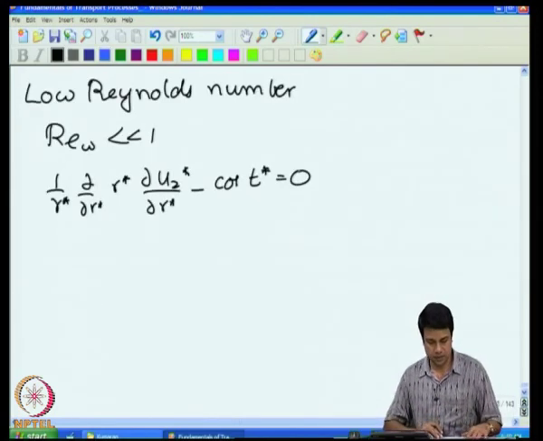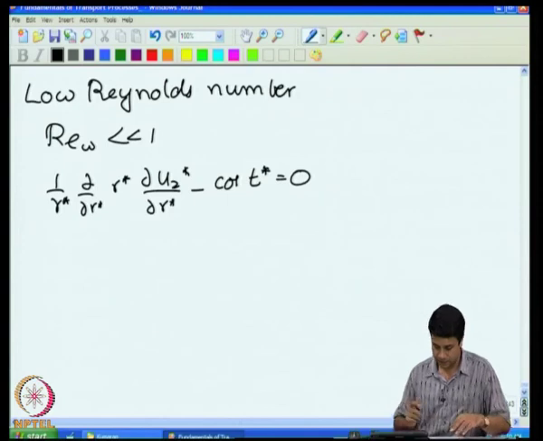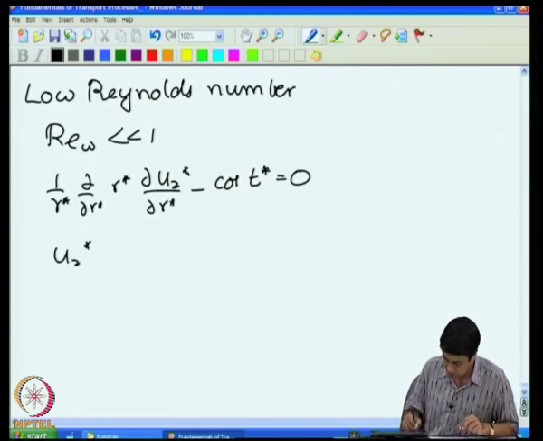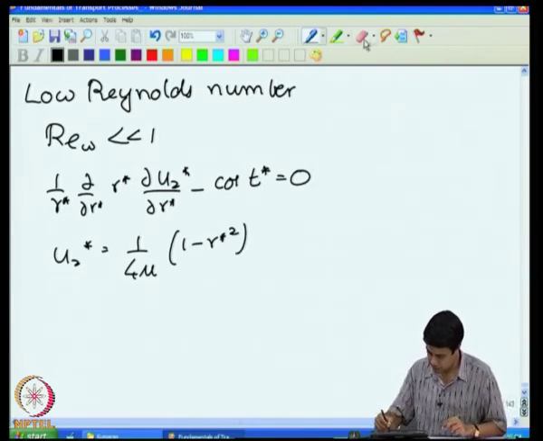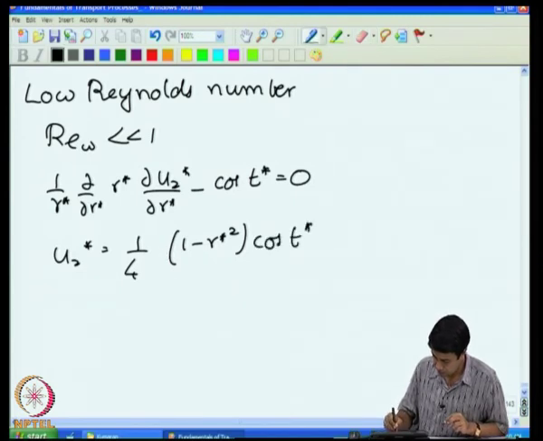So, this is the equation in the limit of low Reynolds number. I can solve this quite easily to get an equation of the form u z star is equal to 1 over 4 mu times 1 minus r star squared times cos t star.